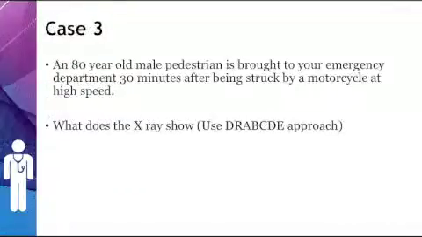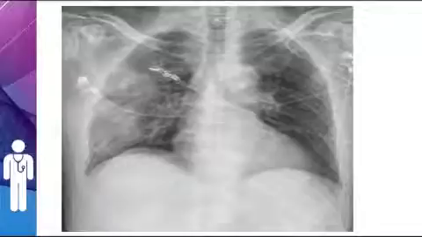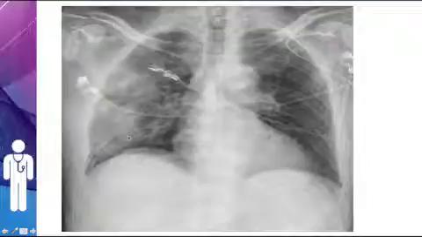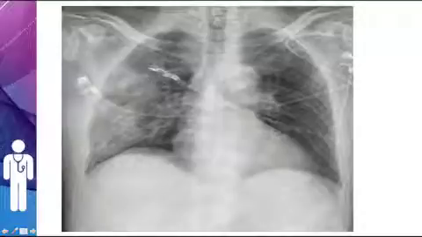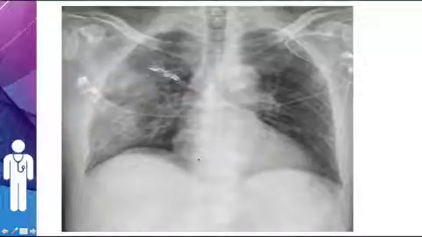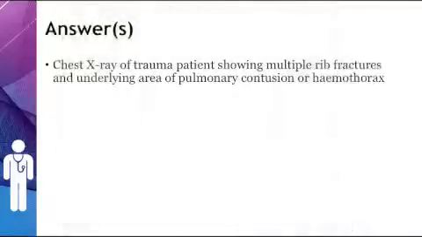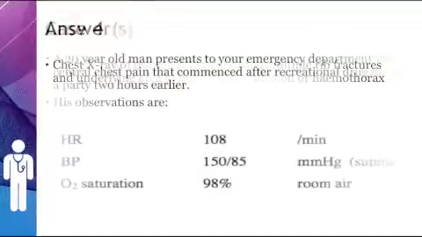Case 3 is another trauma patient who's been hit by a motorcycle. Again, this X-ray seems to show an issue over here, whether or not this is collapse, consolidation, or something else. You get the feeling maybe there might be a scapular fracture through here, but certainly you've got rib fractures here and a possible hemothorax on this side. If the patient's lying supine, it can be easy to see that the blood can spread throughout the lung. So the suggestion here is the patient's got rib fractures with pulmonary contusion or hemothorax.